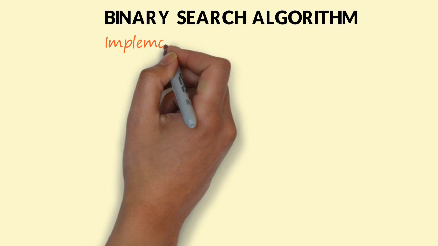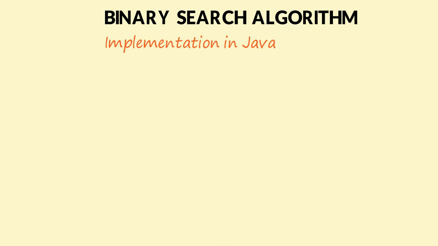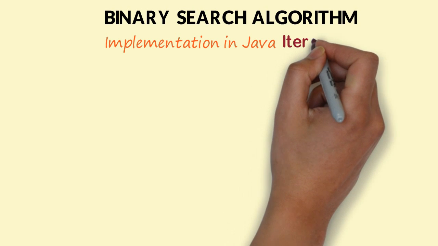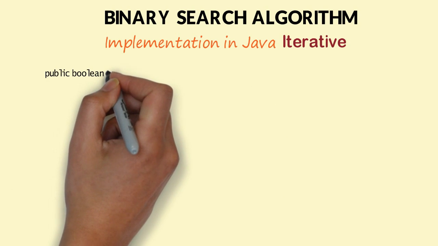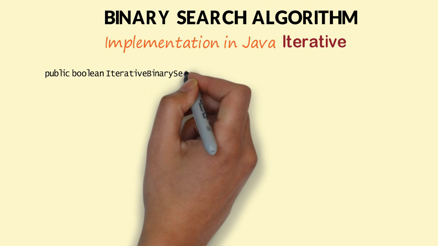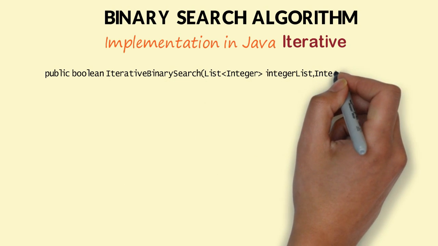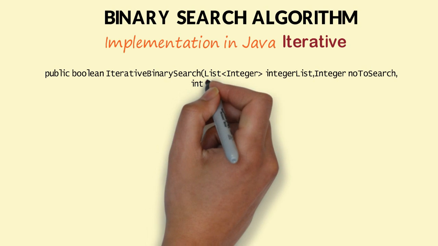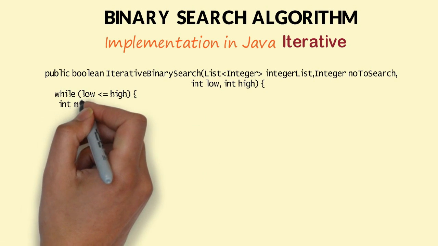Let us first look at the iterative version and see how binary search algorithm works in an iterative manner. So first we define our class named iterative binary search and we pass to it a list of integer type of objects and an integer number which we will be searching for.